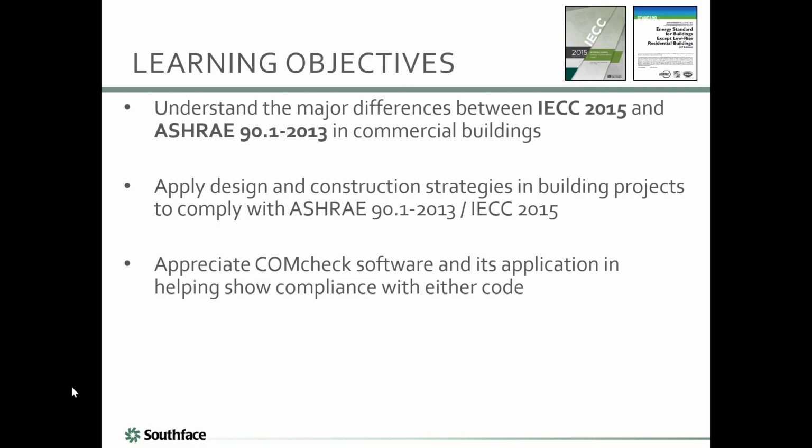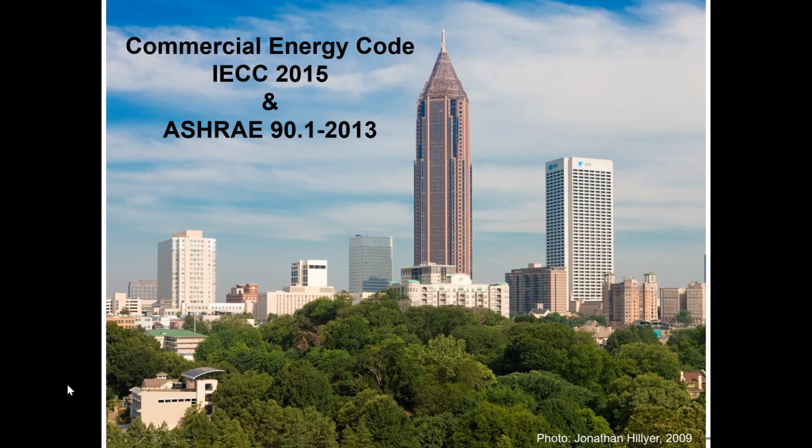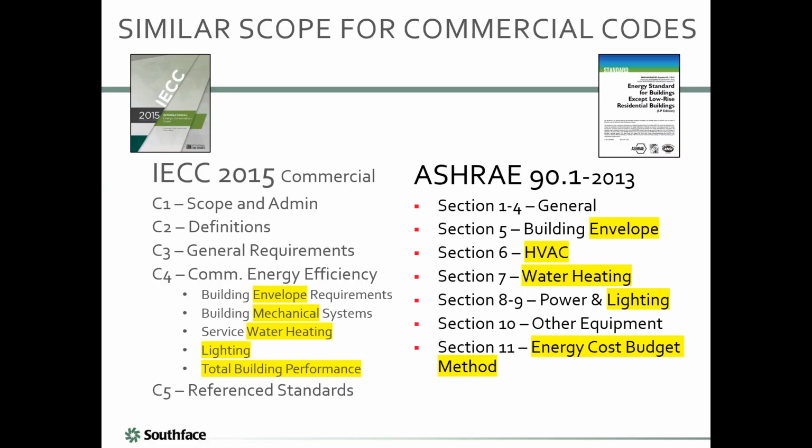So let's dive on in. The first thing, I just want to give the basic layout. The IECC is broken out into two parts. The first section is commercial. The second section is residential, and that residential would be like one- and two-family and low-rise multifamily. We'll talk more about that. ASHRAE 90.1 has very similar scope, but it's broken out into sections, or chapters. Chapter 5 is envelope, 6 is HVAC, water heating, lighting, and so on.